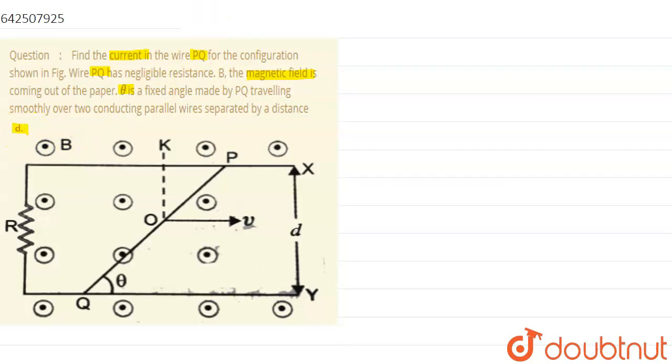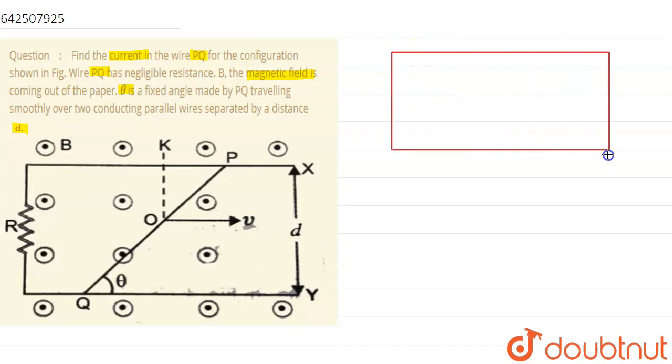So the wires are separated by a distance D, and this is the wire PQ that is traveling inside a magnetic field which is coming out of the paper with a velocity v. So this wire PQ is moving with a velocity v inside the magnetic field. This wire PQ has a negligible resistance, and what do we need to find? We need to find the current that is flowing in this wire PQ. So let's again draw this diagram.